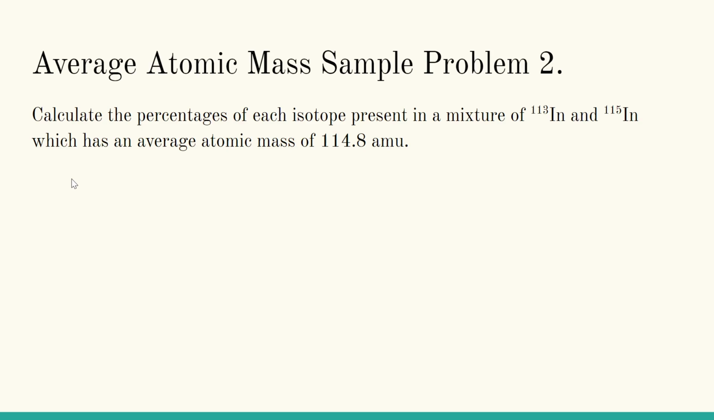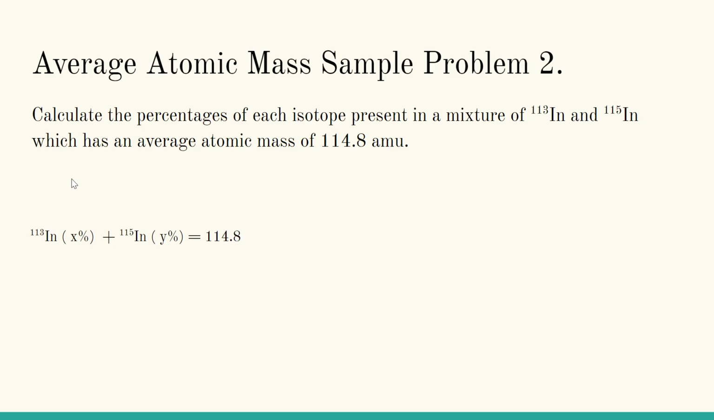Next, there's another type of problem here, where they give you an average atomic mass for two isotopes, and they want you to find the percents. This type of problem is going to require us to use a little bit of algebra in order to figure it out. So, we're going to take our different isotopes, and here we have indium-113 and indium-115, and all together they end up making an average atomic mass of 114.8.